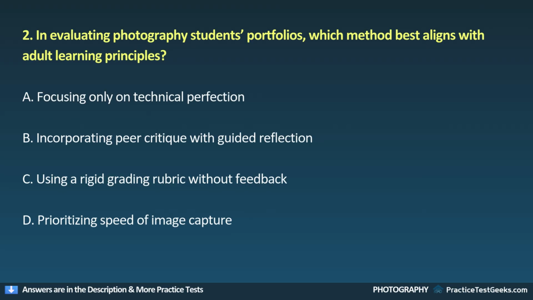2. In evaluating photography students' portfolios, which method best aligns with adult learning principles? A. Focusing only on technical perfection. B. Incorporating peer critique with guided reflection. C. Using a rigid grading rubric without feedback. D. Prioritizing speed of image capture.